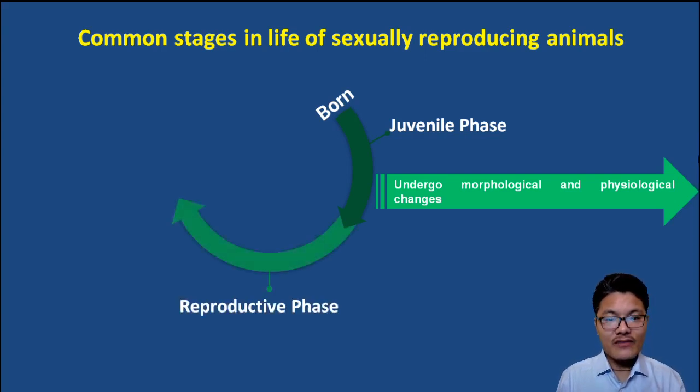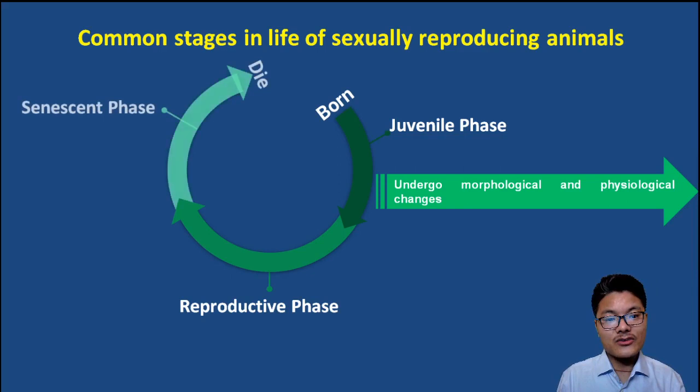Later on, another phase called the reproductive phase starts, during which animals are able to reproduce. They are fertile. They are reproductively active. Once animals lose their reproductive capability and are not able to reproduce, they usually enter a phase called the senescent phase.